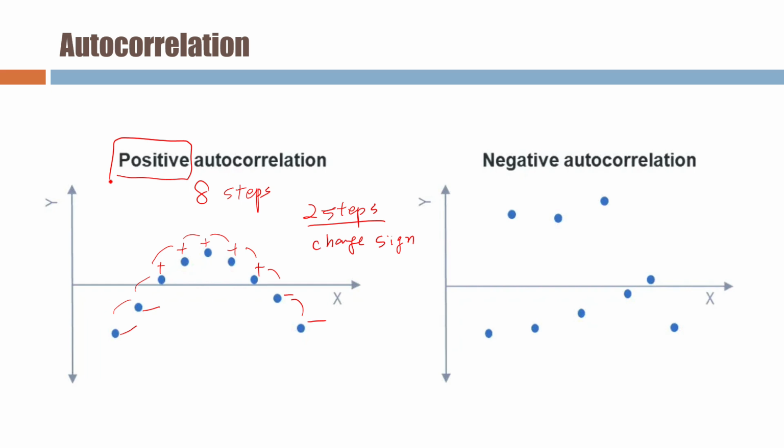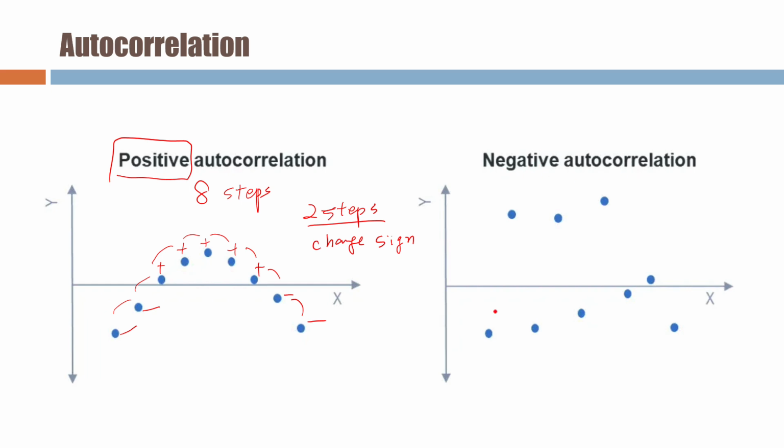So that's what we call a positive autocorrelation. If there is a tendency that the last one was positive and then the current one is more likely to be positive, and if the last one is negative, then our current one will more likely be negative.